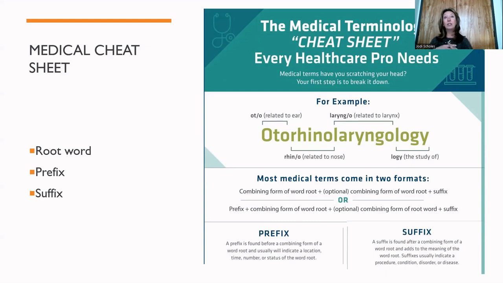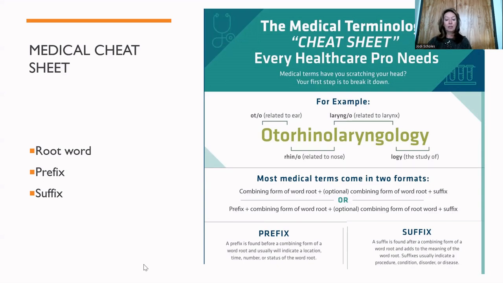So it's about, we'll see more. We'll see some examples in just a minute. But the prefix comes in the front, and then, of course, the suffix comes in the back. And it usually indicates a procedure, a condition, a disorder, a disease, the study of. It's making that word a noun, usually. But we're not going to bother about the grammar here.